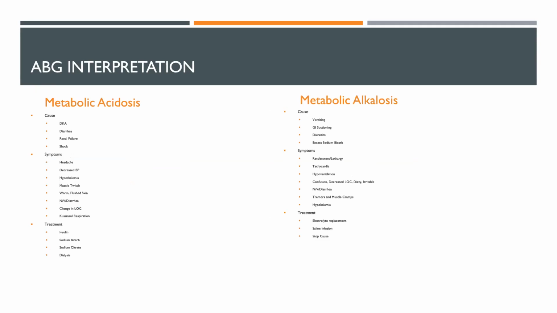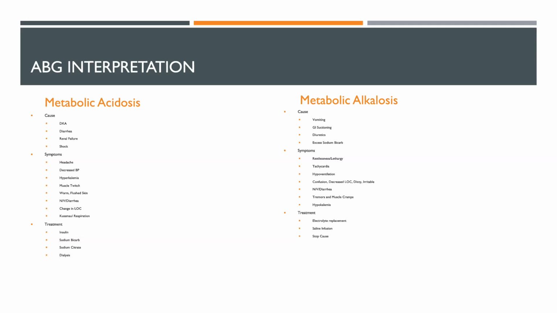Then we have metabolic acidosis. The main causes of this would be diabetic ketoacidosis, diarrhea, renal failure, and shock. Symptoms of metabolic acidosis would be headache, decreased blood pressure, hyperkalemia, muscle twitching, warm flushed skin, nausea, vomiting, and diarrhea, changes in level of consciousness, and Kussmaul breathing. Treatment would be insulin, sodium bicarb, sodium citrate, and dialysis if needed.